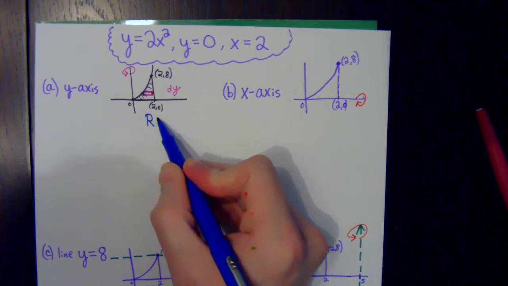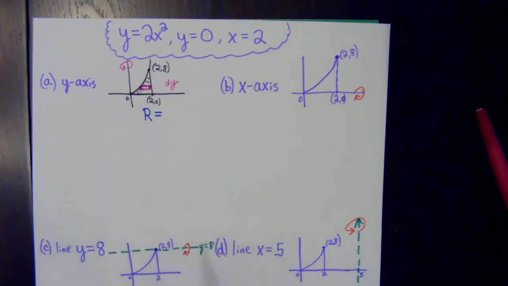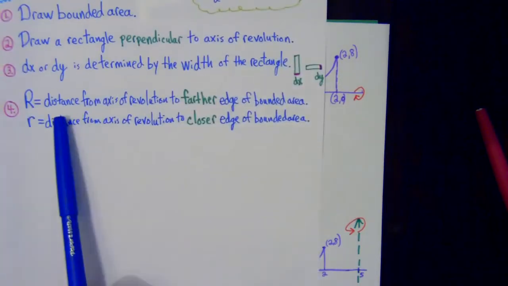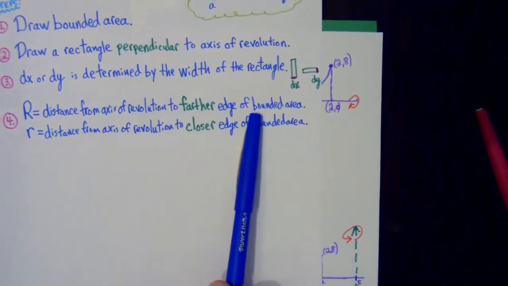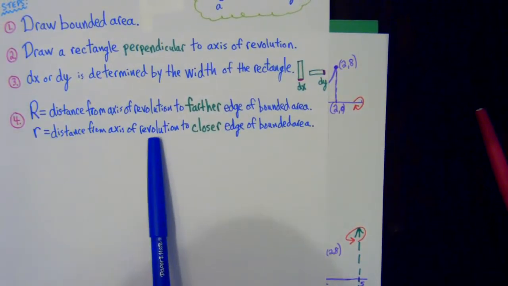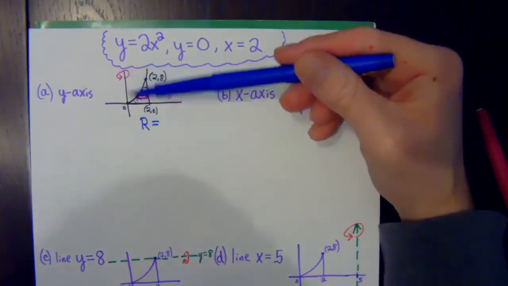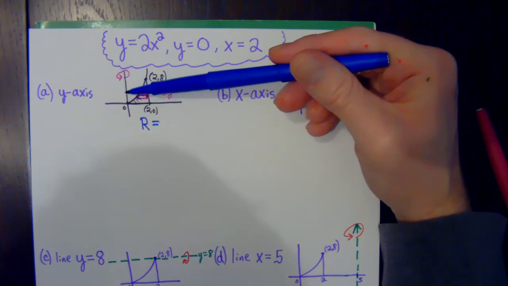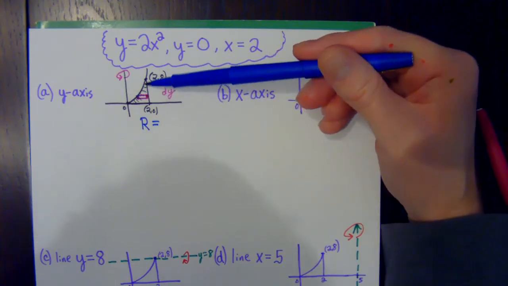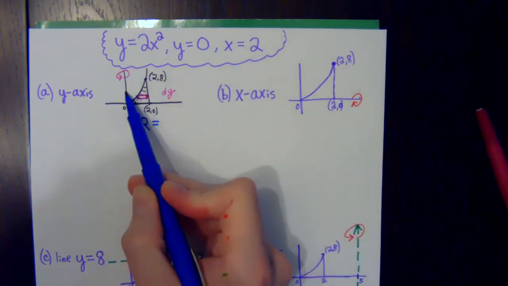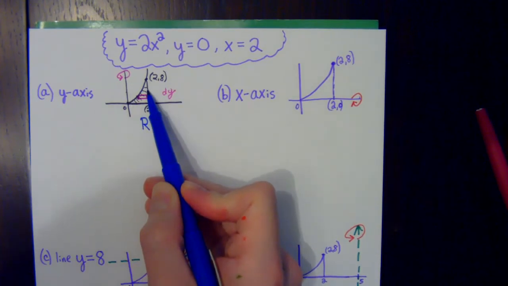So the capital R is the distance. Let's read what this says there. Capital R is the distance from your axis of revolution to the farther edge of your bounded area. The little r is the distance from your axis of revolution to the closer edge of your bounded area. So here's your axis of revolution, and when you go to the farther edge of your bounded area, you're way over here. So from your axis to your farther edge, that's what the capital R is.